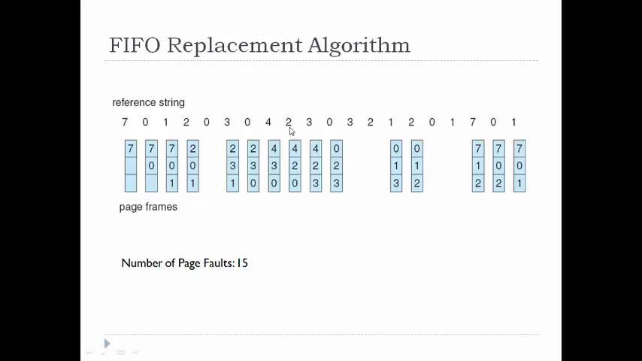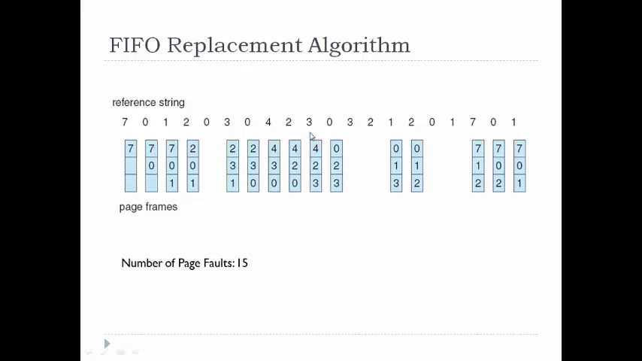Then the next page to be inserted into the frame is 2. We have 4, 0, 3, 0, 2. Since 3 came first, we are going to replace 3 with 2. The next page to be inserted is 3, and we are going to insert it in the place of 0. Just check in reverse. We have 2, 4, 0. So 3 will be inserted in the place of 0. So we have 4, 2 and 3.